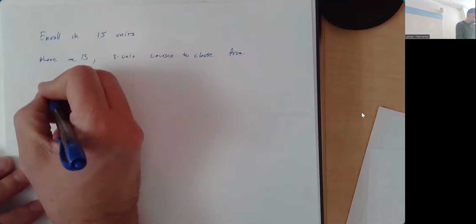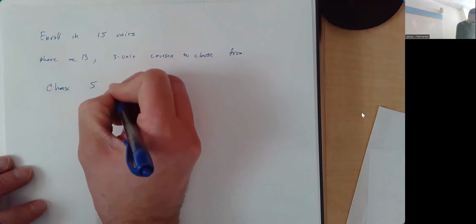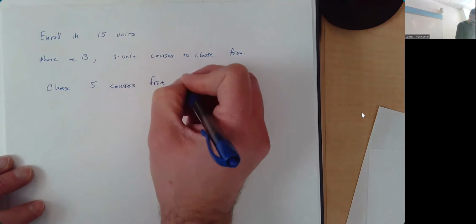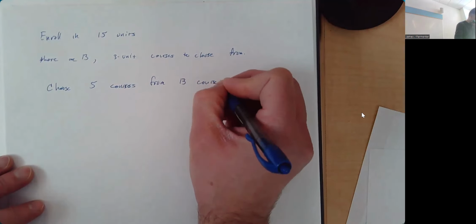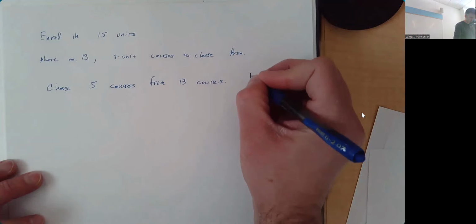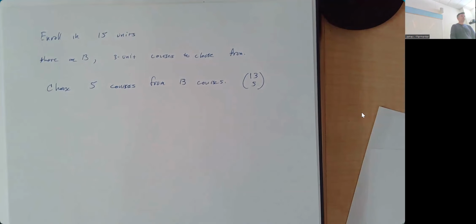So we want to choose 5 courses from these 13, I'm assuming unique courses, although it doesn't really matter, I guess. So the answer is, of course, going to be 13 choose 5. That's it.